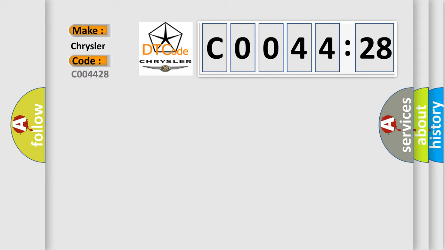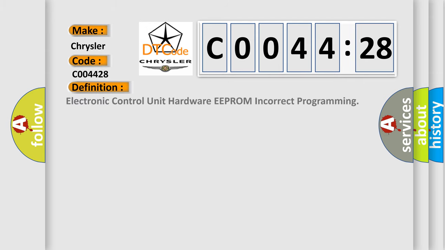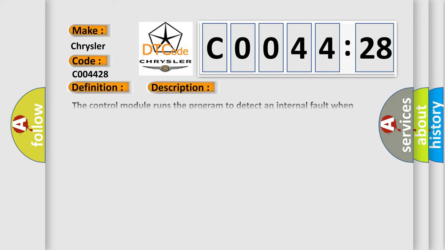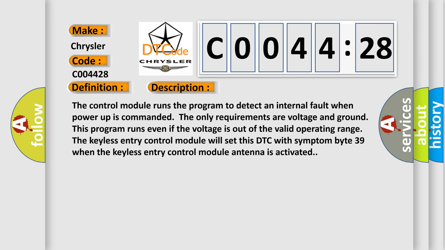So, what does the Diagnostic Trouble Code C0044-28 interpret specifically for Chrysler car manufacturers? The basic definition is: electronic control unit hardware EEPROM incorrect programming. And now this is a short description of this DTC code. The control module runs the program to detect an internal fault when power up is commanded. The only requirements are voltage and ground. This program runs even if the voltage is out of the valid operating range.